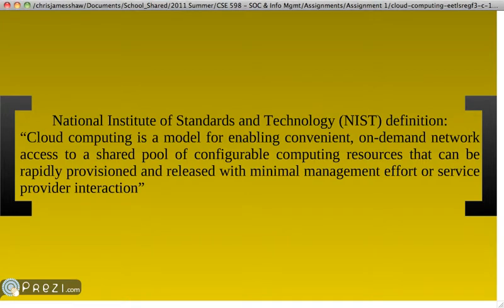Here is the formal definition from the National Institute of Standards and Technology, or NIST. Cloud computing is a model for enabling convenient, on-demand network access to a shared pool of configurable computing resources that can be rapidly provisioned and released with minimal management effort or service provider interaction.